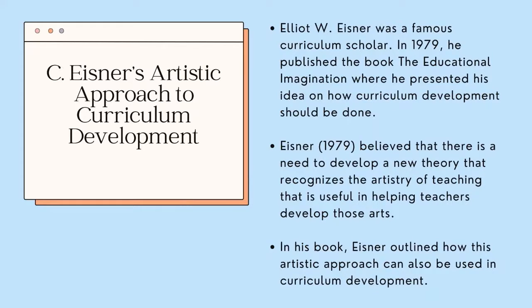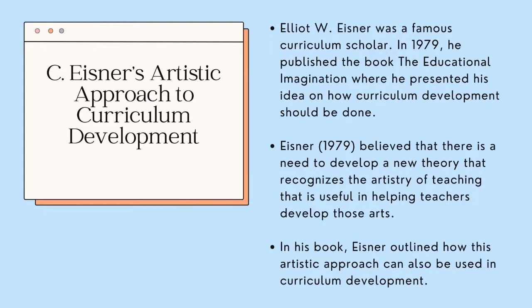Another dynamic model of curriculum development is Eisner's artistic approach to curriculum development. So, Elliot W. Eisner was a famous curriculum scholar. In 1979, he published the book, The Educational Imagination, where he presented his idea on how curriculum development should be done.